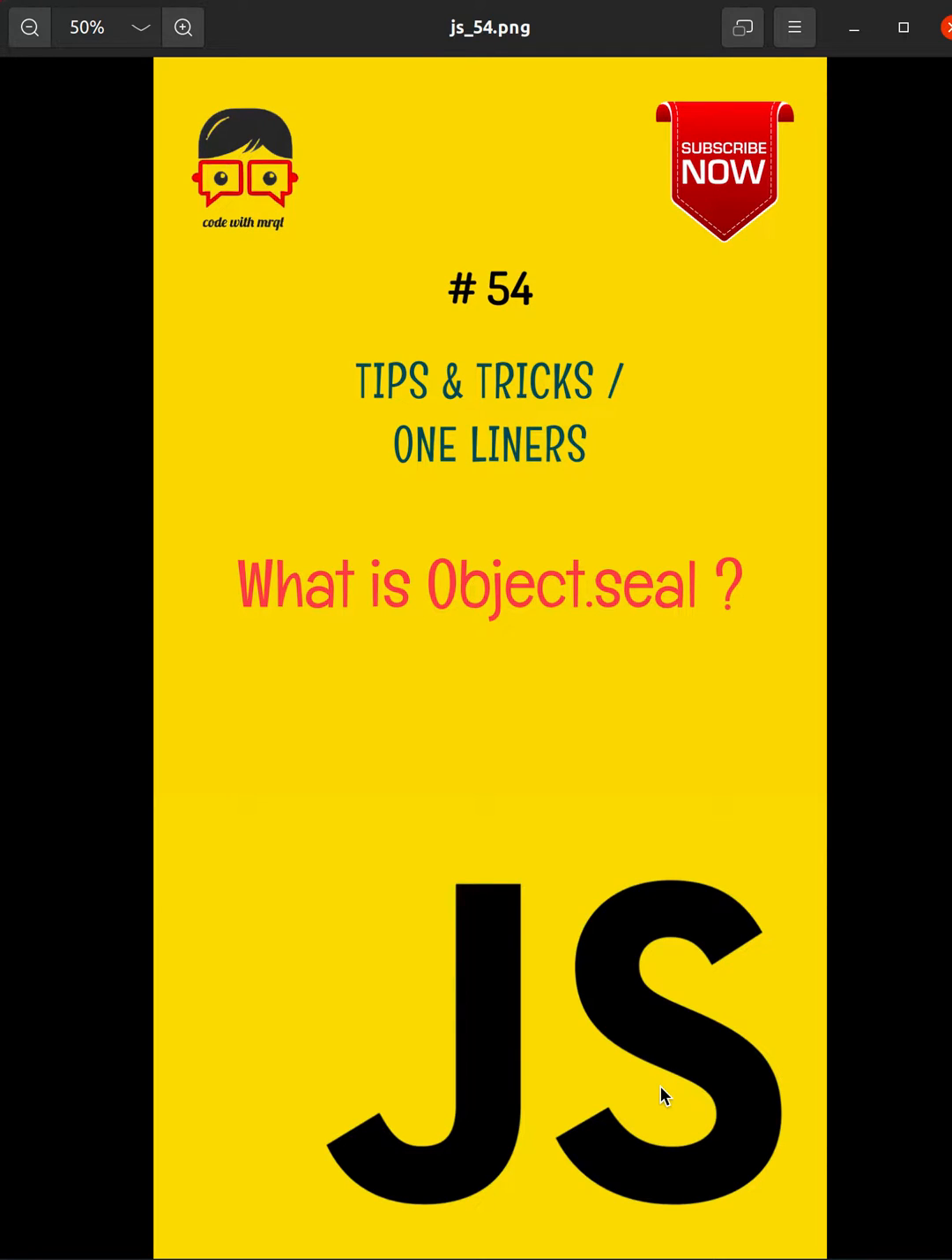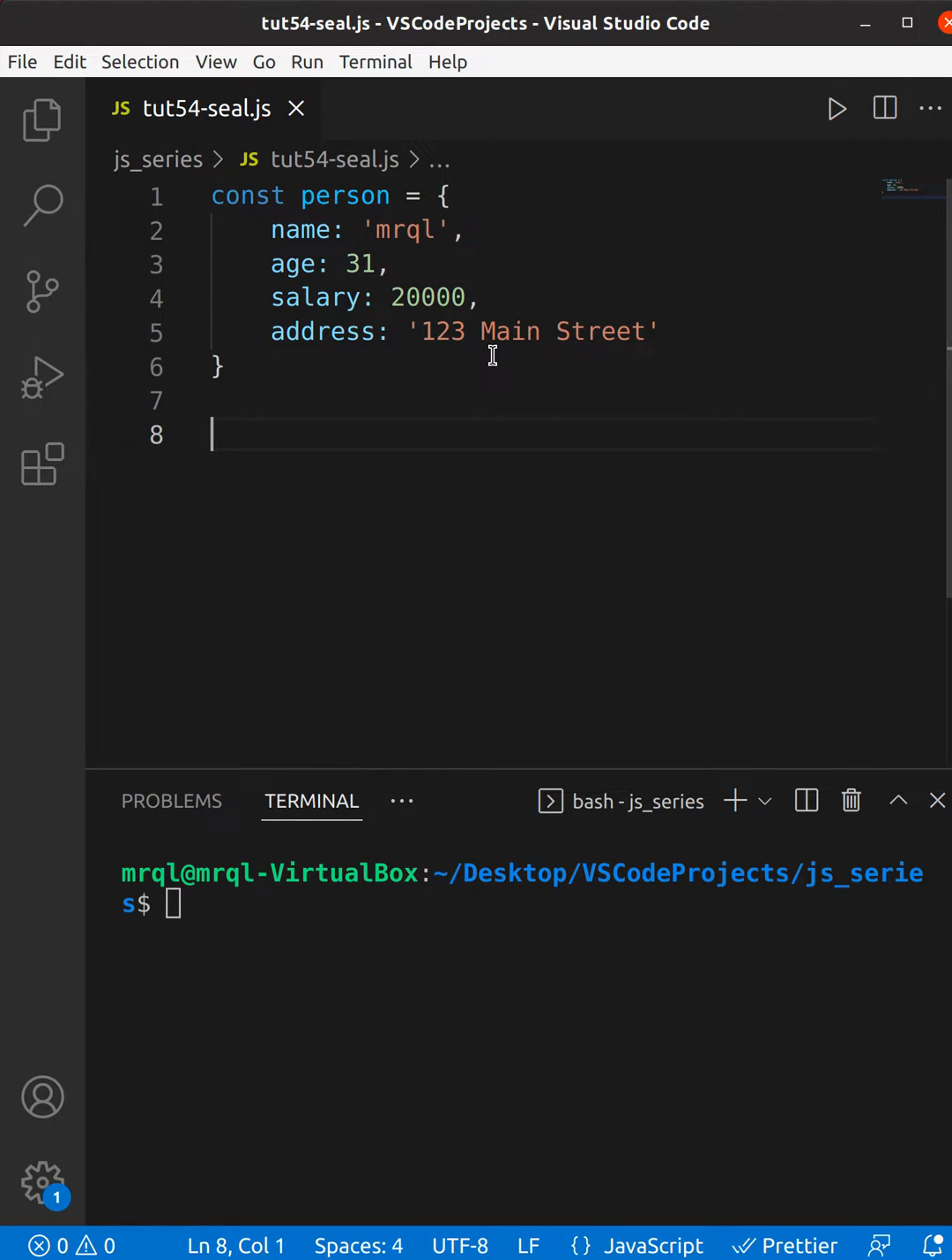Today we are going to learn what is Object.seal. Now let's get started. Here you can see I have created a person object with properties name, age, salary and address.